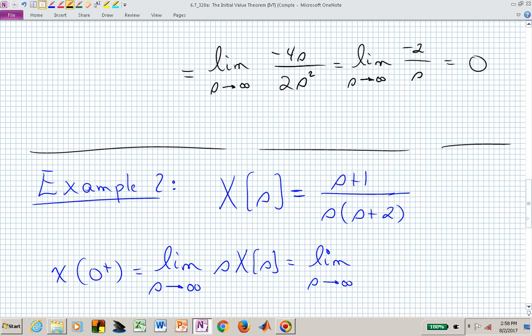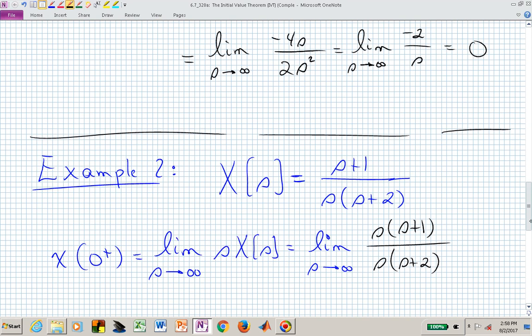What about this particular example? Capital X of s is now equal to s plus 1 over s times s plus 2. Let's just see if this limit exists. If it does, then we can conclude what x of 0 plus is actually equal to. So let's look at the limit as s goes to infinity of s X of s. That's the limit as s goes to infinity of s times s plus 1 over s times s plus 2.